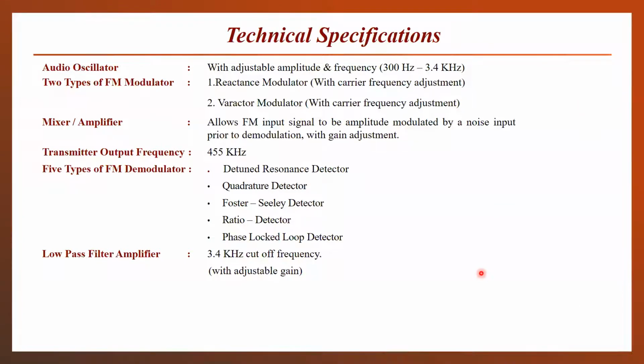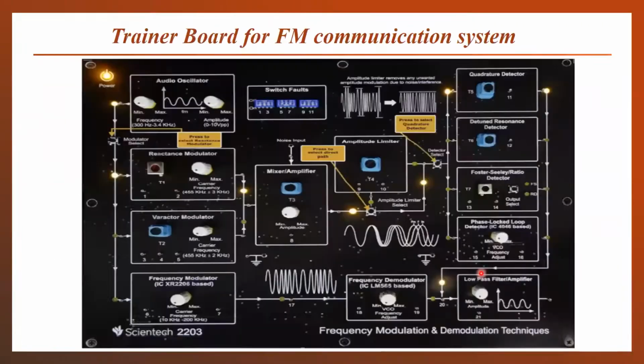A few technical specifications are mentioned here. The audio oscillator range is provided as 300 Hz to 3.4 kilohertz. Two types of FM modulator are provided: one is reactance, the other one is varactor. And the carrier frequency adjustment is of 3 kilohertz. See, here are the knobs present, through which you can vary the carrier frequency up to 3 kilohertz. The fixed value is 455 kilohertz in both modulators, and after this, the 3 kilohertz variation can be given either on the positive side or on the negative side.